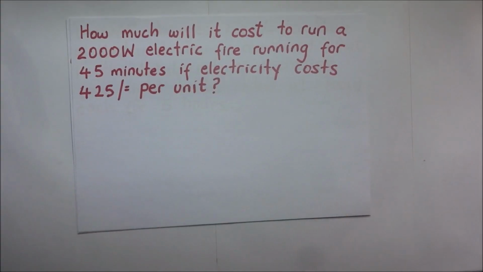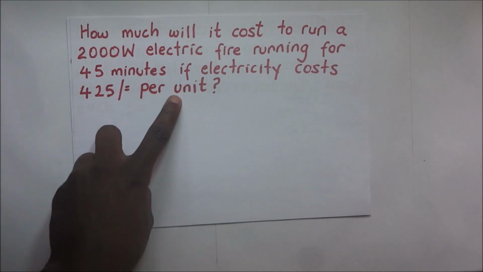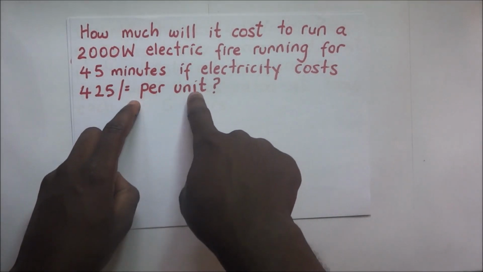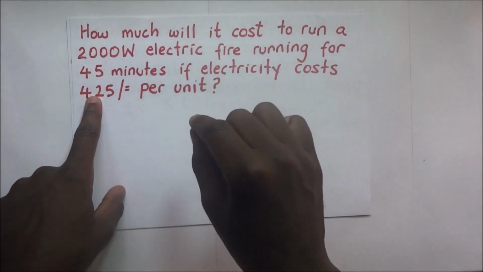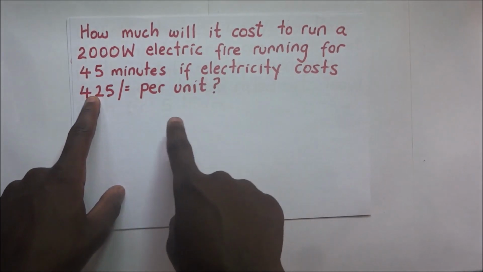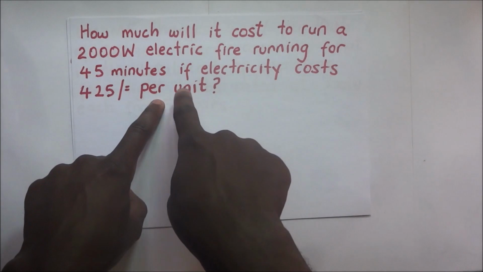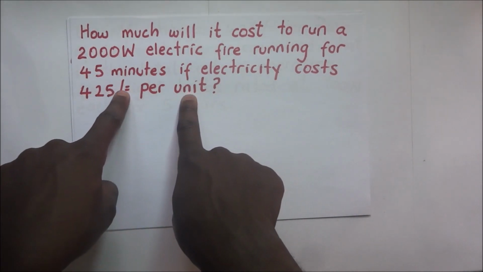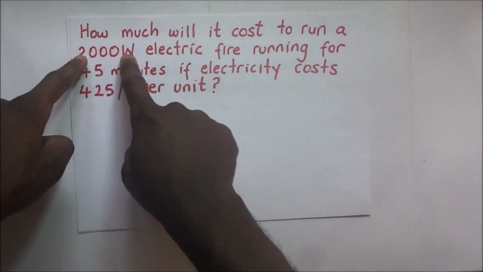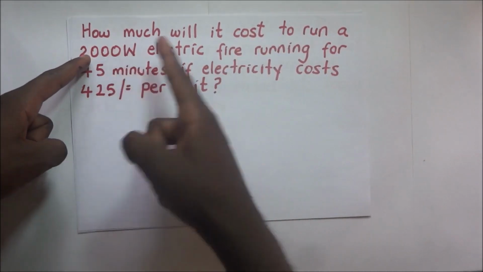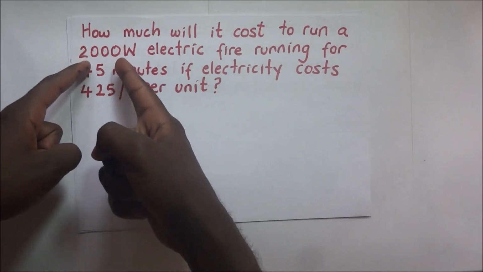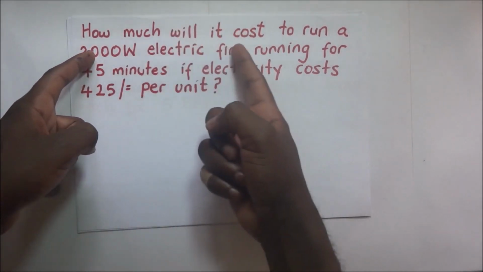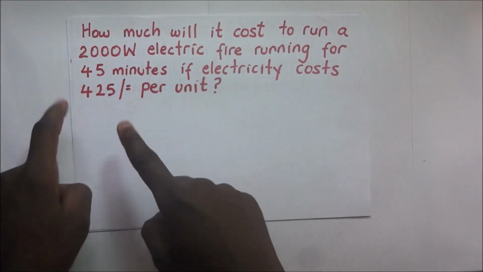An example: how much will it cost to run a 2,000 watt electric fire running for 45 minutes if electricity costs 425 shillings per unit? Now we are aware that this unit they are talking about is actually 1 kilowatt hour. So they're telling us that 1 kilowatt hour of electricity costs 425 shillings. The question here is that we're supposed to compute how many kilowatt hours are in this electricity that is being consumed. Then when we are able to compute the kilowatt hours, we are able to compare and see how much we are going to pay.